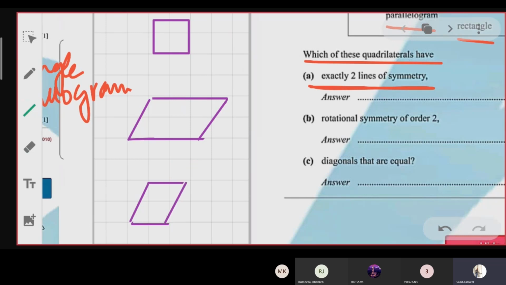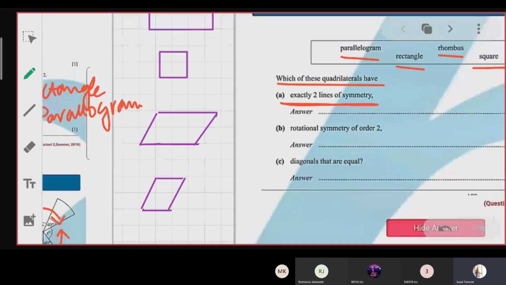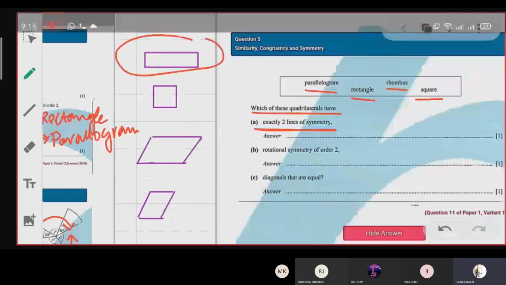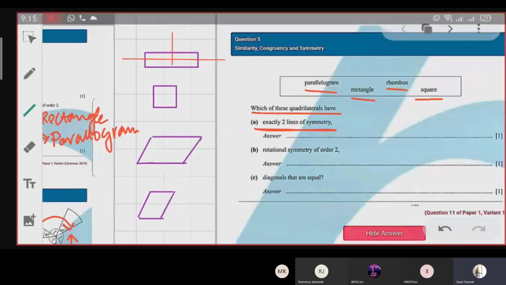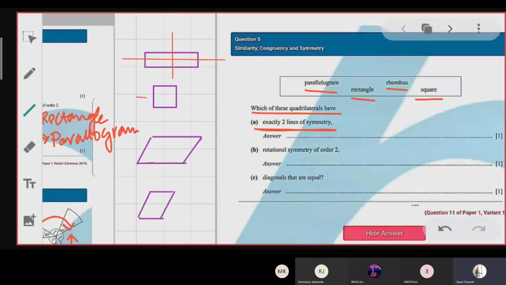If you talk about the very first shape, rectangle, it is having exactly 2 lines of symmetry, one like this, one like this. If you talk about a square, it is having 4 lines of symmetry, 2 like this and 2 diagonal ones. I'm just reviewing the last class, so if anyone missed the recording, they can recall it.